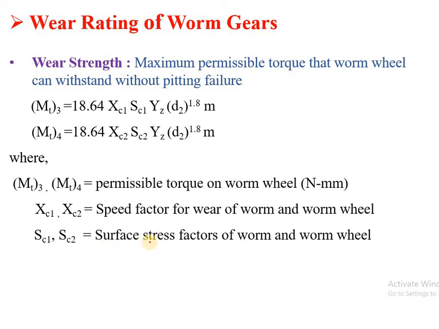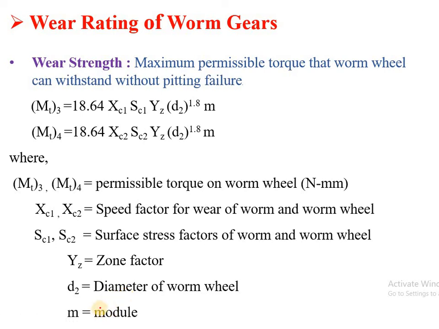Now, why surface stress factor? Because here there are contact stresses. The C stands for contact stresses between the worm and worm wheel. Then YZ is the zone factor, D2 is the diameter of the worm wheel and m is the module. In this equation, D2 we know from fundamentals, you can find D2, and m is the module, also a fundamental value. So you have to find these three values. Again, out of MT3 and MT4, whichever is lesser, we use for finding the power.